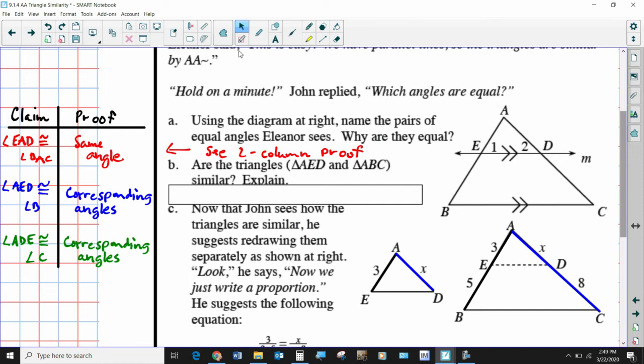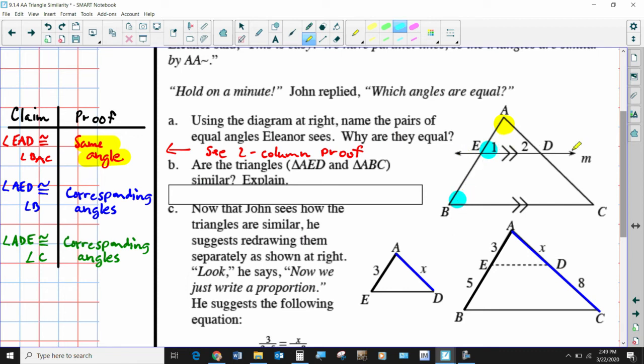And so, for instance, what's the first thing I want to prove? I want to prove that angle EAD, which is this angle right there, is actually congruent to angle BAC, which is also this angle. Well, they're the same angle, so they have to be congruent to each other. So that one was pretty straightforward. Now let's look at angle AED, this one right here, and angle B, which is right here. How do those two angles compare to each other?